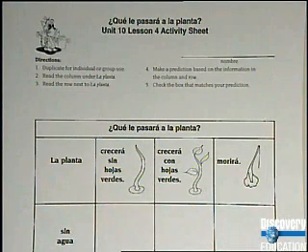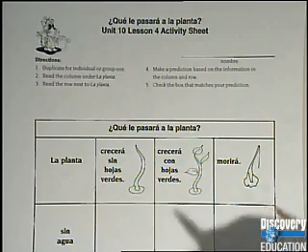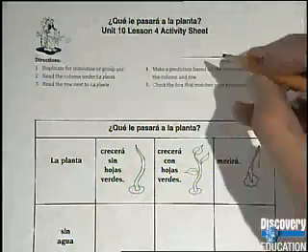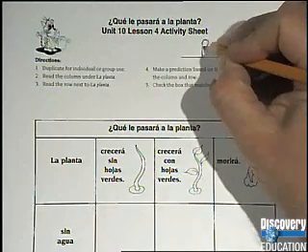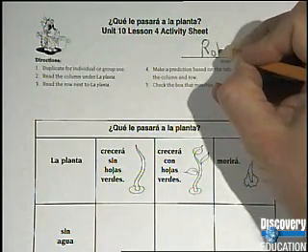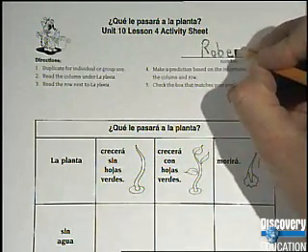Today's activity sheet is ¿Qué le pasará a la planta? Or what will happen to the plant? Here we go. Go ahead and start off by putting your name up at the top. Voy a escribir mi nombre, Roberto.